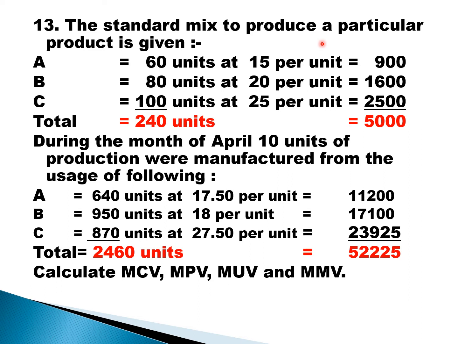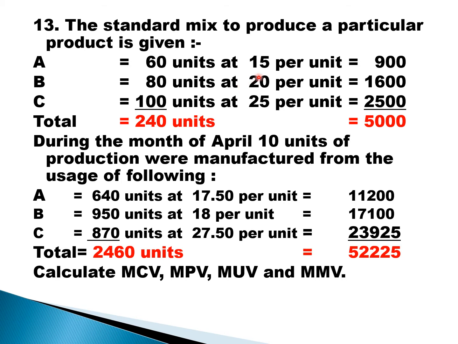For example, to get a coffee, you need to mix milk, sugar, coffee powder. If all the three are mixed, you get a product called coffee. Like that, to manufacture a product, you require material A plus material B plus material C. To produce one product, you require 60 units of A, 80 units of B, 100 units of C, and their rates per unit are given, total is also given. And this is called standard data.